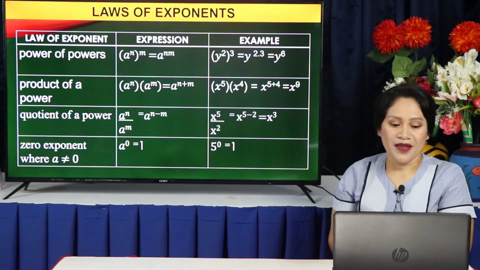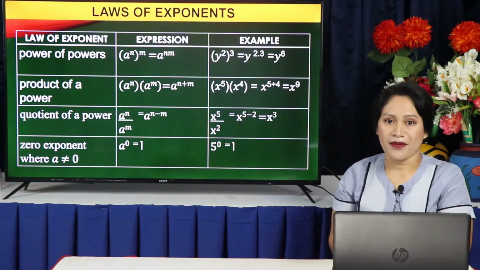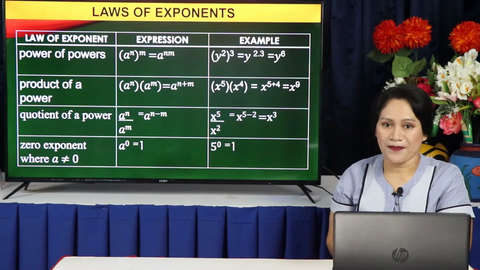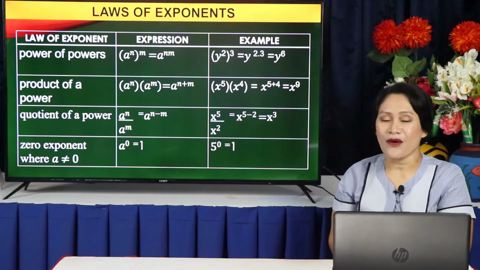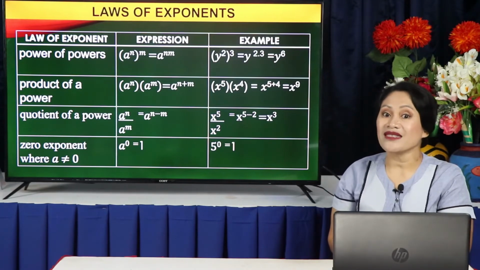Number 3, quotient of powers, which expression is a to the power of n over a to the power of m, which is equal to a to the power of n minus m. The example is x to the power of 5 over x to the power of 2, which is equal to x to the power of 5 minus 2. Finally, that becomes x to the power of 3.